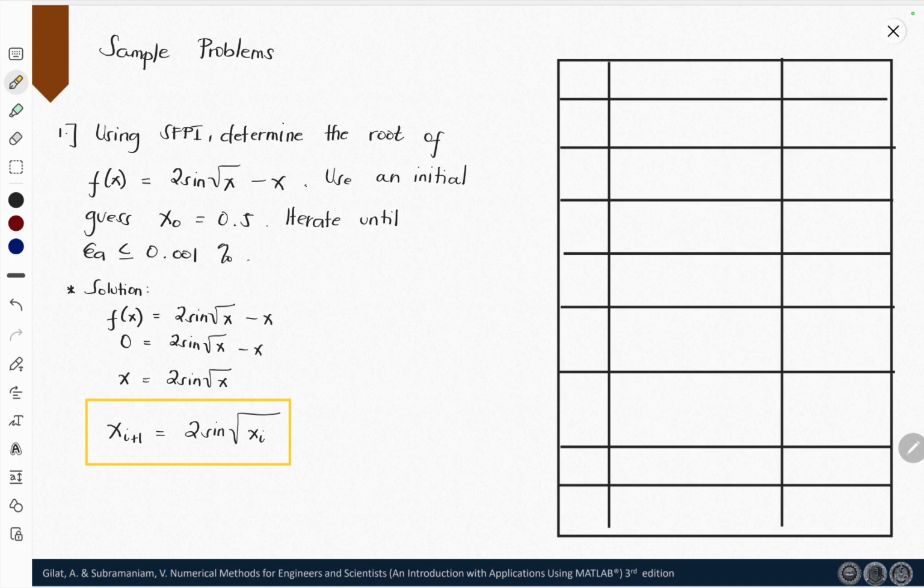Now let's proceed to the iteration. Compared with the bisection method and the false position method, the simple fixed point iteration table will just be composed of 3 columns, as you can see here. The first column is i. Next is the value of x. Next is the value of the approximate error. For the first iteration, what will be the value of our x?